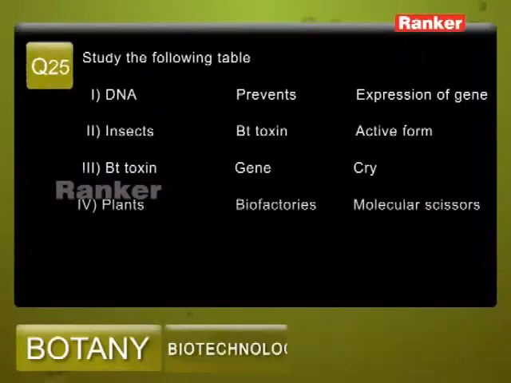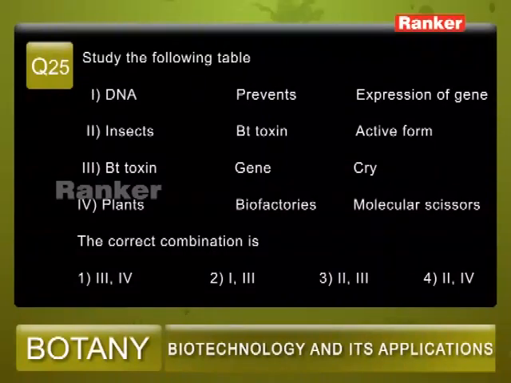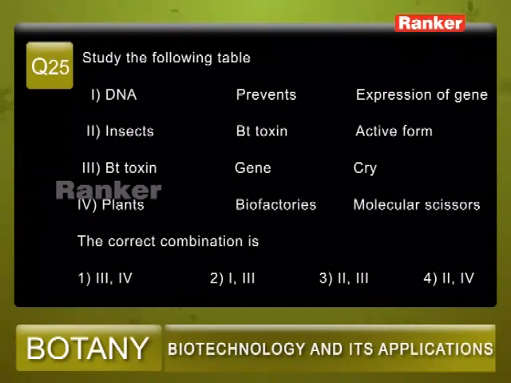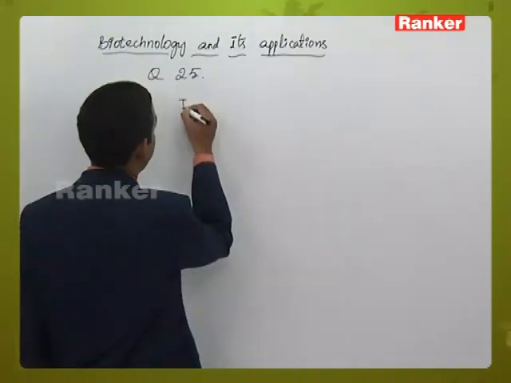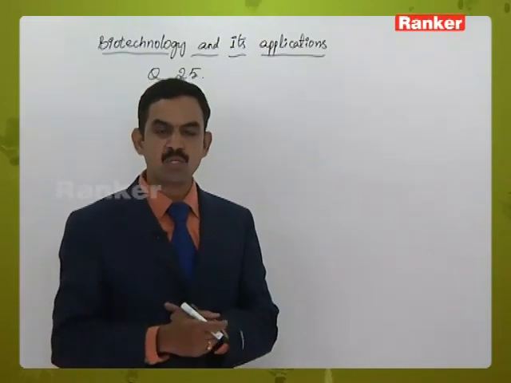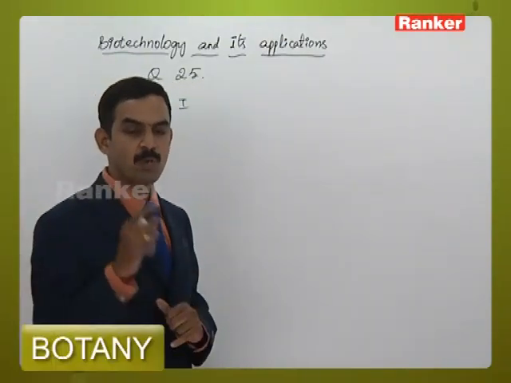Question number 25, study the following table. 1. DNA prevents expression of gene. 2. Insects, Bt toxin, active form. 3. Bt toxin gene, cry. 4. Plants, biofactory, molecular scissors. The correct combination is options: 1, 1, 3 and 4; 2, 1 and 3; 3, 2 and 3; 4, 2 and 4. Okay, here in the first one it is given as DNA prevents expression of gene. All these 3 are nowhere related to each other. So that first option is incorrect.